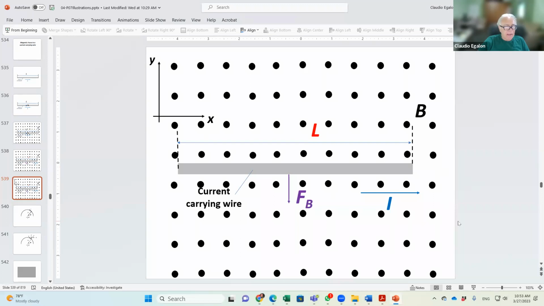So what's going to be the equation for that? What's going to be the value of this force? That's the question that we ask, okay?